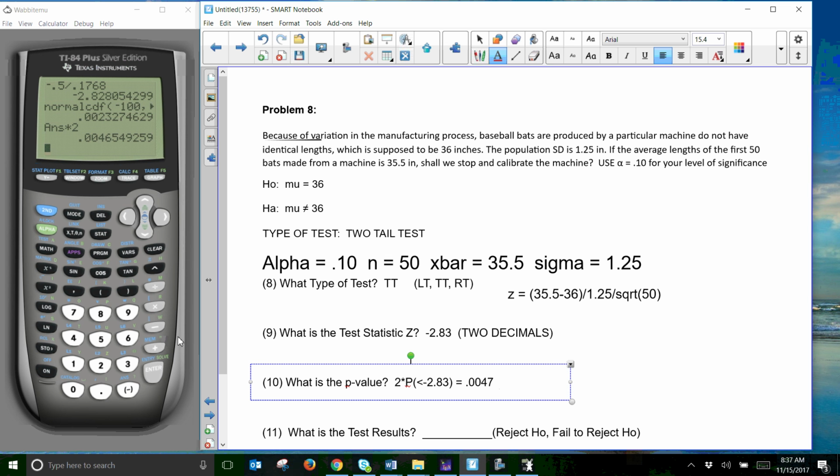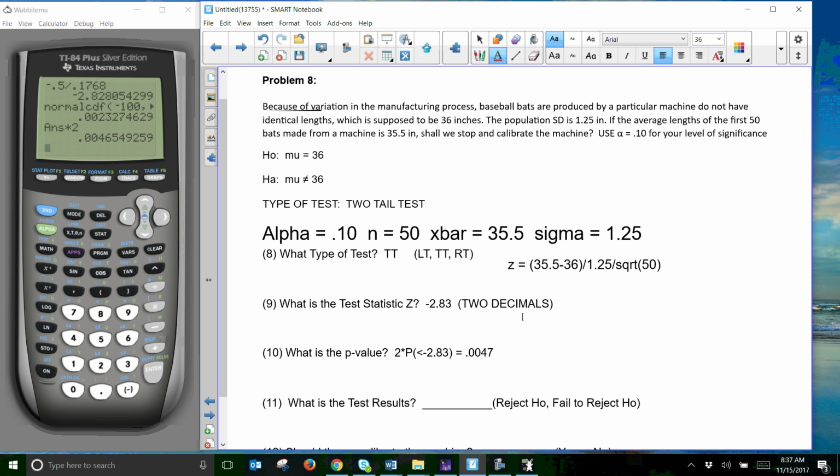Okay. So what are the test results? Well, we need to compare that to alpha. Remember, if the p-value is less than or equal to alpha, then we reject the null hypothesis. So here, we're comparing the p-value, which is 0.0047, to alpha, which is 0.10. And we do see that this is less than or equal. So we're going to reject the null hypothesis.